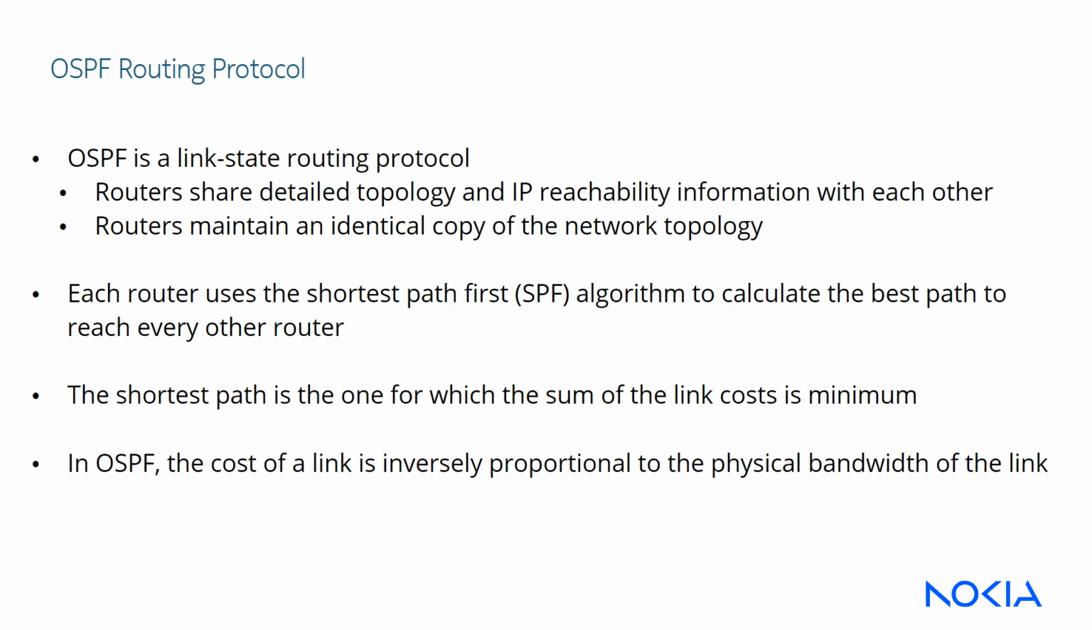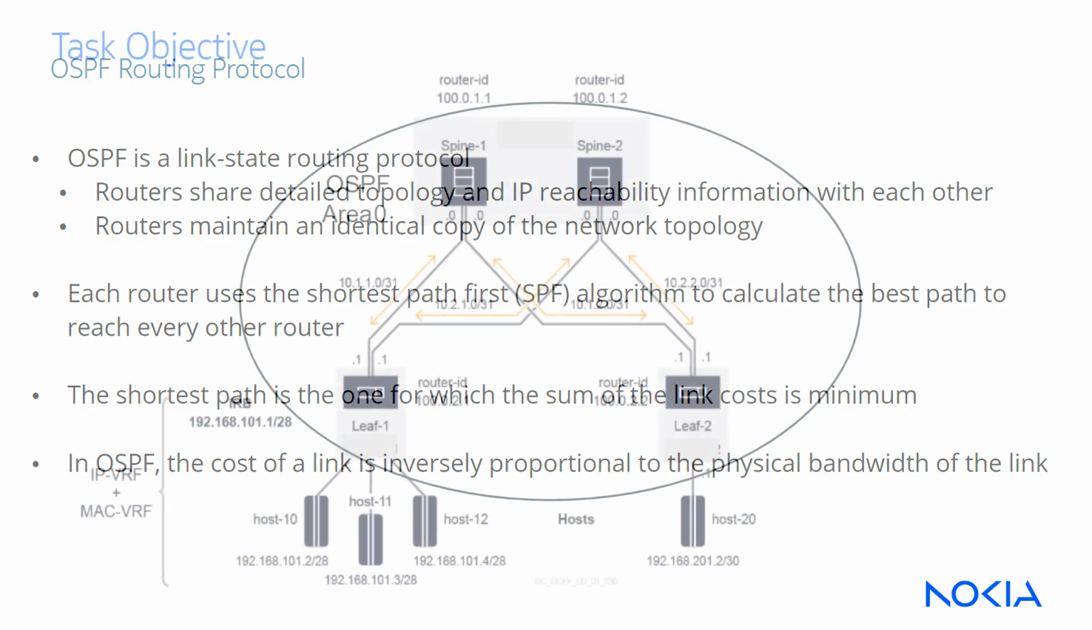The best path is defined as the one for which the sum of link costs is minimum. In OSPF, the cost of a link is inversely proportional to its bandwidth. The higher the bandwidth, the lower the cost. In SR Linux, the default link cost is 100 for a 1 gigabit per second link and 10 for a 10 gigabit per second link.